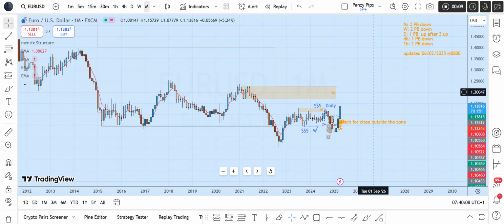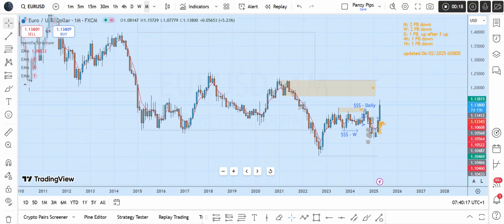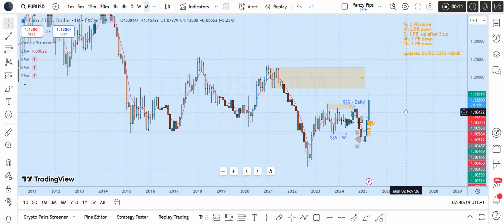This morning we'll be looking at the Euro US dollar, and as always, I like to start from the monthly, from the higher time frame all the way down to the lower time frame, so we see what the market is doing. All right, real quick.